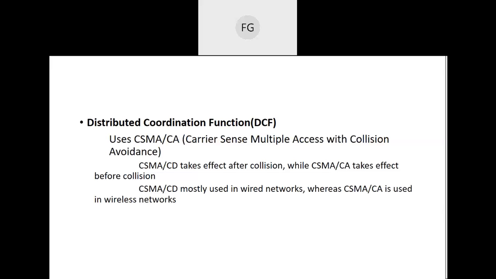Let's just see the difference between CSMA/CD and CSMA/CA. The CSMA/CD is mostly used in wired networks, whereas the CSMA/CA is used in the wireless networks. And another difference is that this CSMA/CD takes effect after collision. That means they can detect the collision, while the CSMA/CA takes effect before the collision. That means here the mechanism doesn't have collision detection, but instead it has a collision avoidance mechanism.